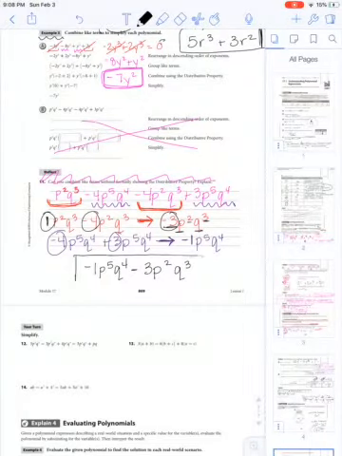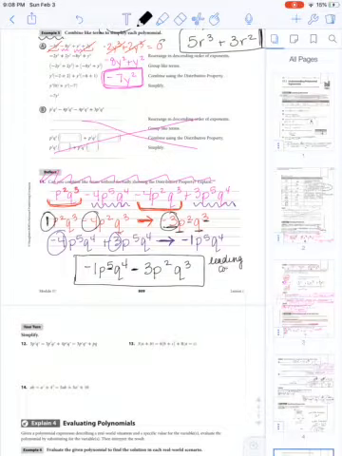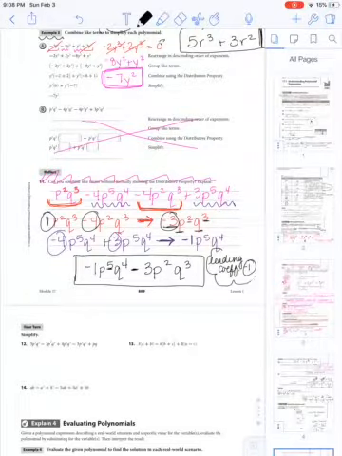Now, I wrote it in standard form, right? I started with my highest exponent, and I continued on, okay? What would my leading coefficient be? My leading coefficient is going to be negative 1, okay? So that's something else that I want you guys to remember and keep in mind.